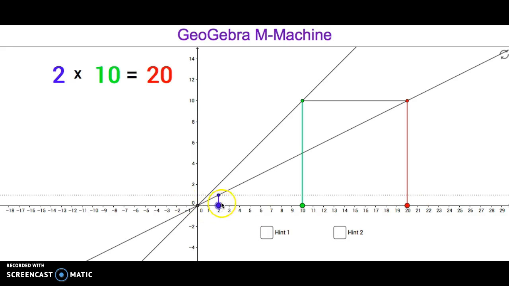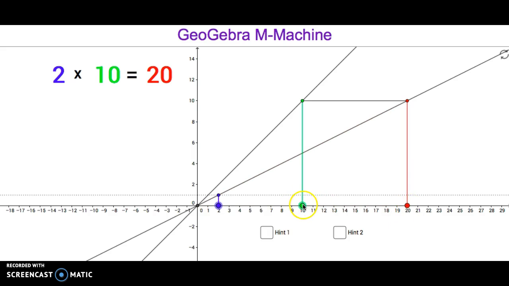Now the line that the blue point falls on is y equals 2x, and the green line right now is y equals 10, or 10 equals 10, because the x and y values are the same. If I plug that value in for the equation y equals 2x, plugging in the value of x, I would have y equals 2 times 10, which is 20.